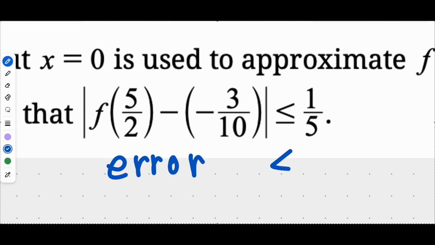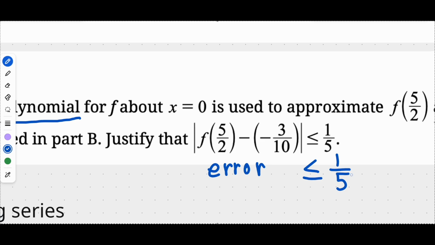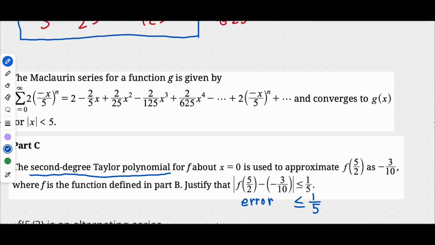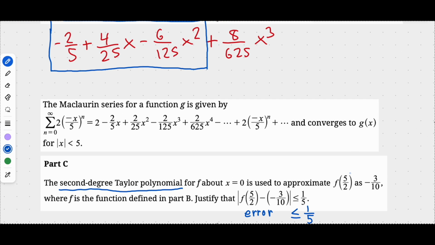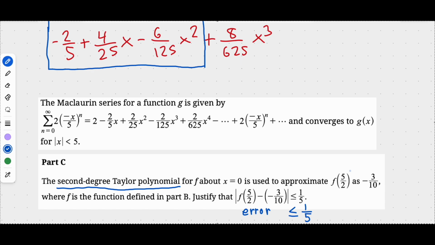And so we're supposed to show that the error is less than or equal to 1/5. Okay, so there are 2 types of errors in AP Calculus. There is the alternating series error bound specifically, and then there's the Lagrange error bound as well. In this case, we're going to use the alternating series one. Why? Because this is an alternating series, right? You have terms that are alternating in sign.